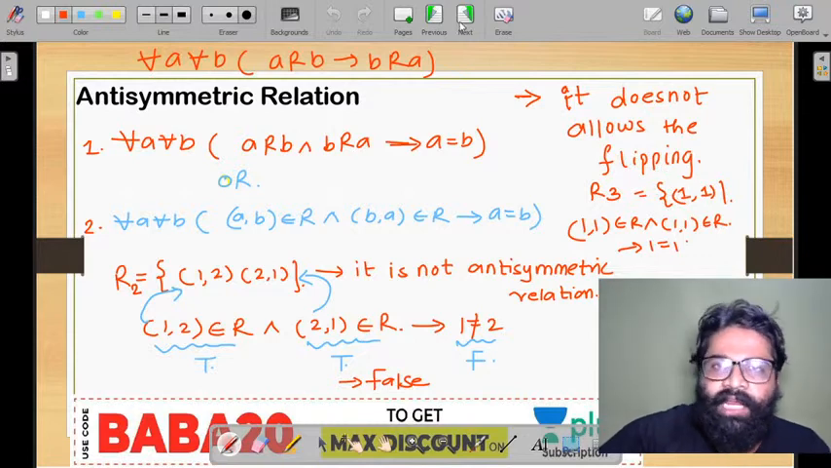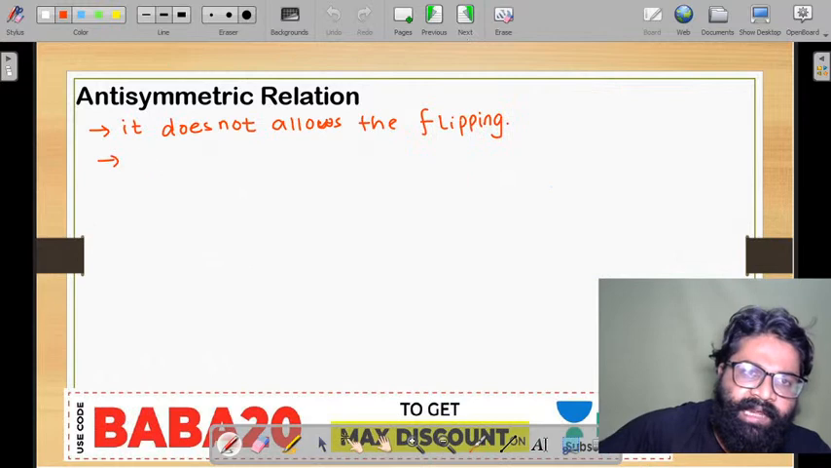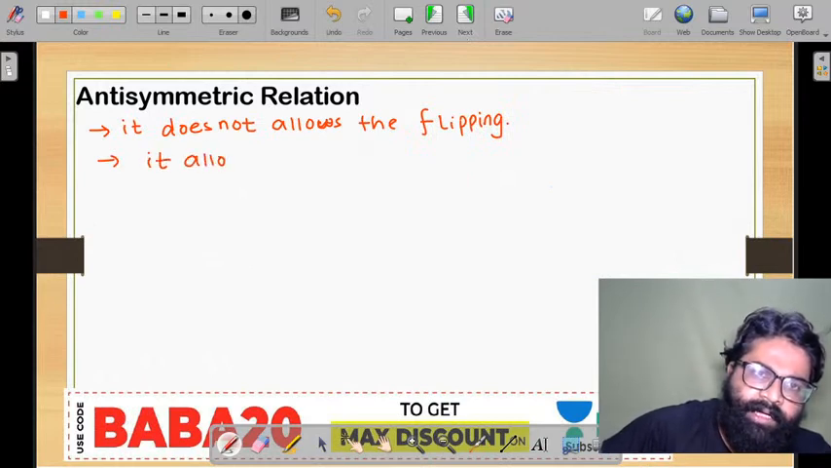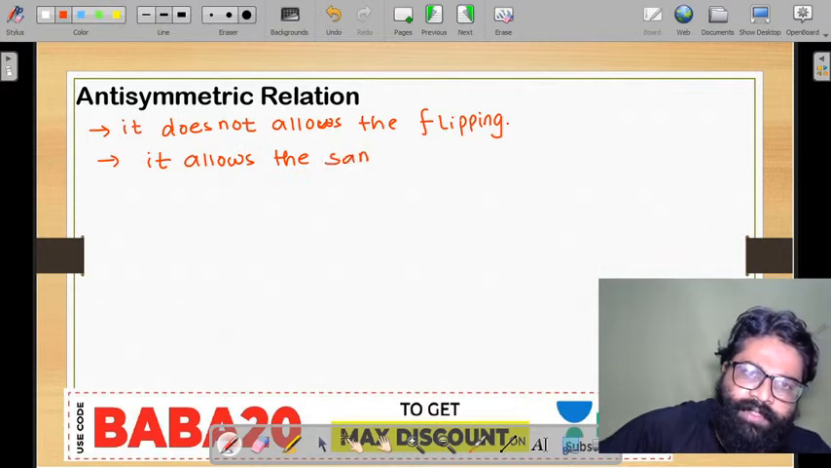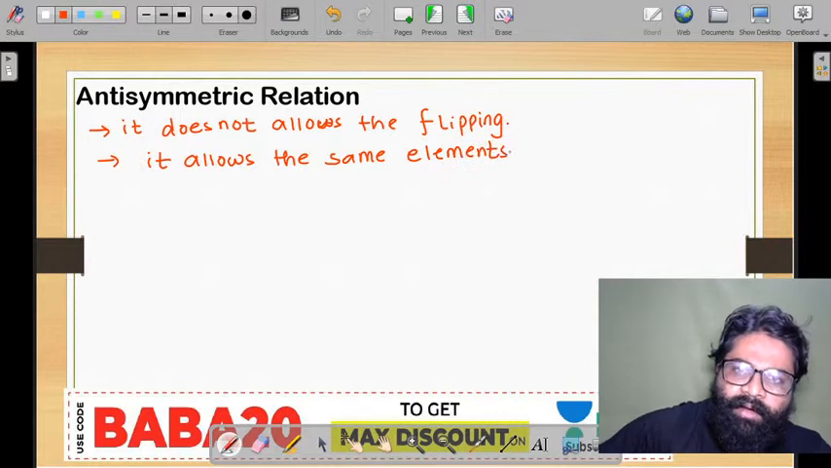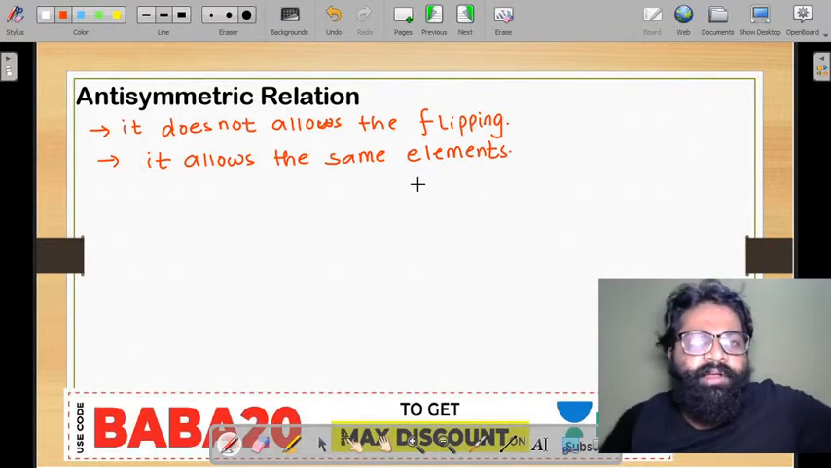It allows the same element. Anti-symmetric allows the same element. You can consider something like that. So you can go and try to understand this.